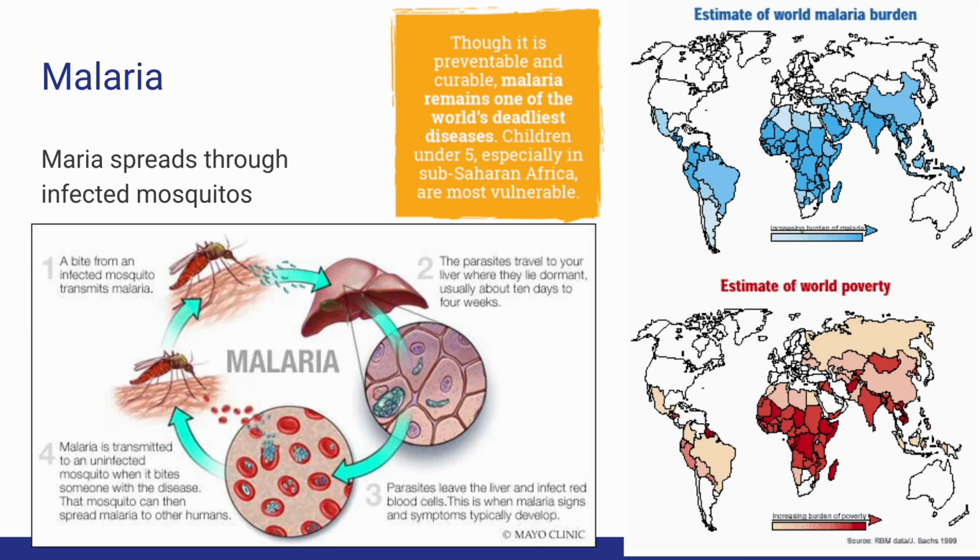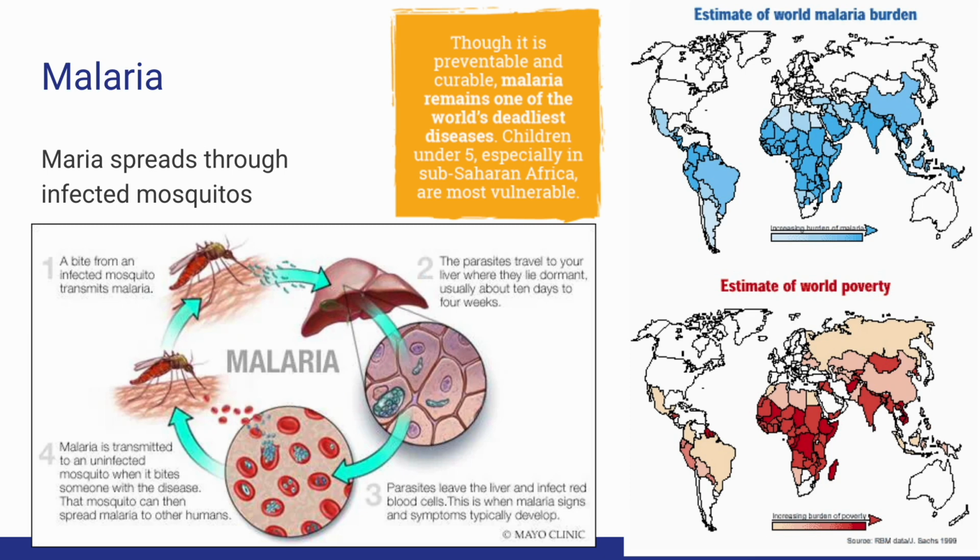So malaria, not Maria, it says Maria here. Malaria spreads through infected mosquitoes. First there's a bite from an infected mosquito that transmits malaria. Then the parasite travels to your liver where it lies dormant about 10 days to 4 weeks. The parasite then leaves the liver and infects red blood cells. This is where malaria signs and symptoms typically develop. So prior to that, people are asymptomatic as it's dormant. Finally, malaria is transmitted to an uninfected mosquito when it bites someone with the disease. That mosquito can then spread malaria to other humans.